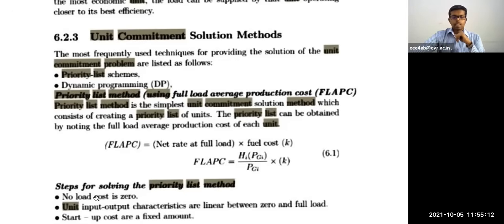The third assumption is that startup costs are of a fixed amount. But in practice, the startup cost might be varying. Here we are considering that as a fixed amount, and we are trying to solve the problem. But as I said, the startup cost might be varying.